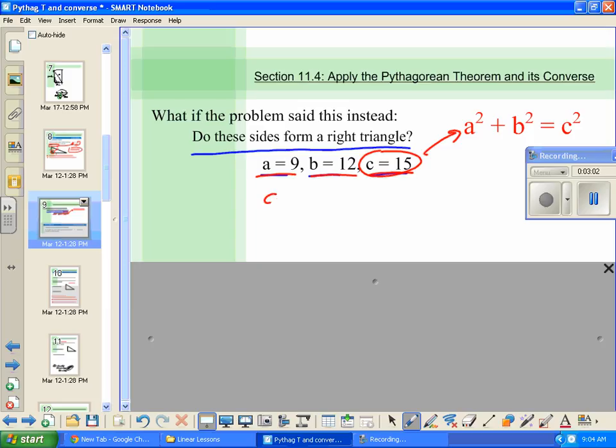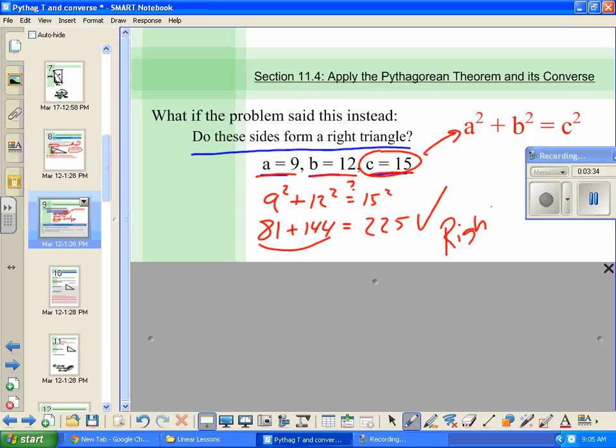So what I'll do is plug in 9 for A, so I'll have 9 squared, plus 12 for B, so 12 squared, equals 15 squared. And it's like a question mark here: does this work? Is 9 squared plus 12 squared equal to 15 squared? Well, 9 squared is 81, 12 squared is 144, and 15 squared is 225. And if I add 81 and 144, I do get 225. So yes, those numbers do work in the Pythagorean theorem. I get the same thing on the right side as I do on the left side, so this must be a right triangle.